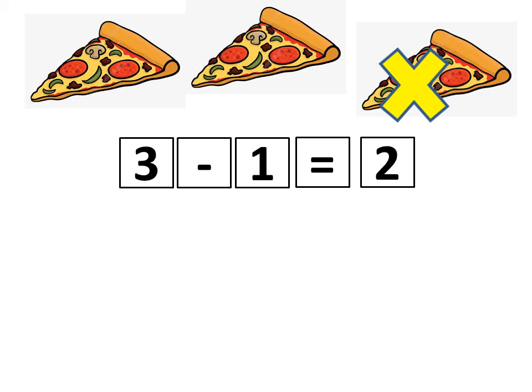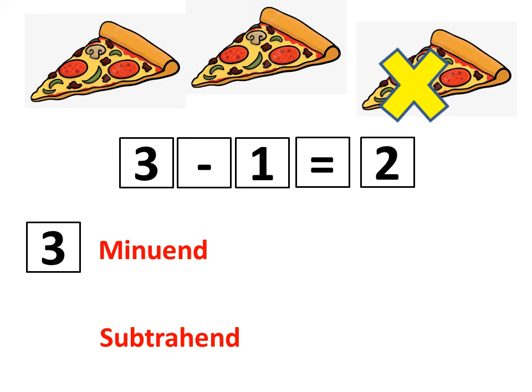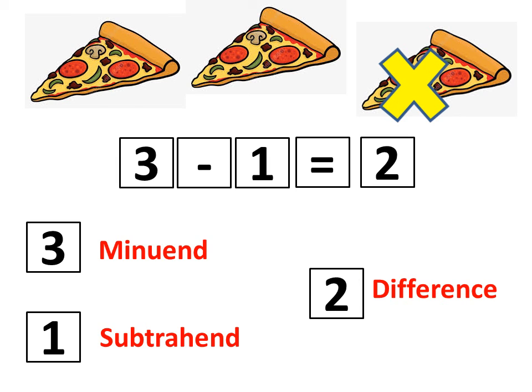Look at the subtraction sentence. Let's read. 3 minus 1 equals 2. What is the minuend? Very good. It's 3 because the total number of pizza is 3. And what is the subtrahend? Very good. It's 1 because you removed 1 pizza. And what is the difference or the answer? 2.